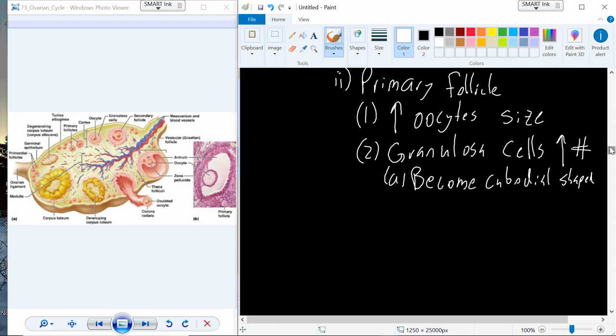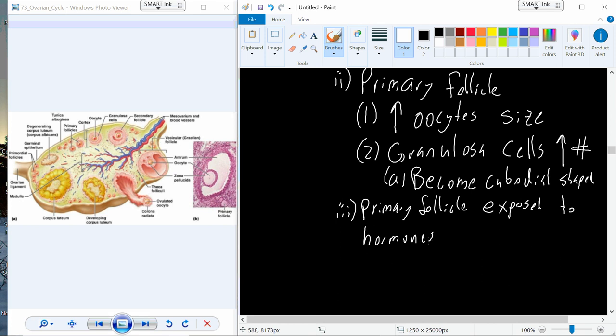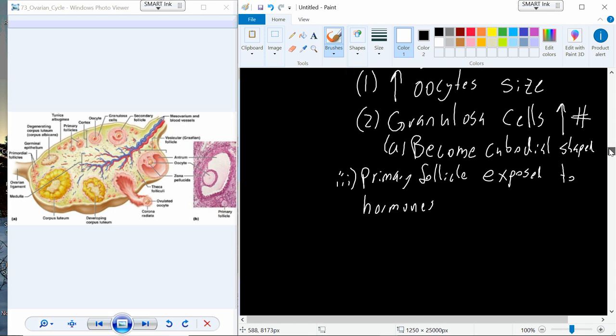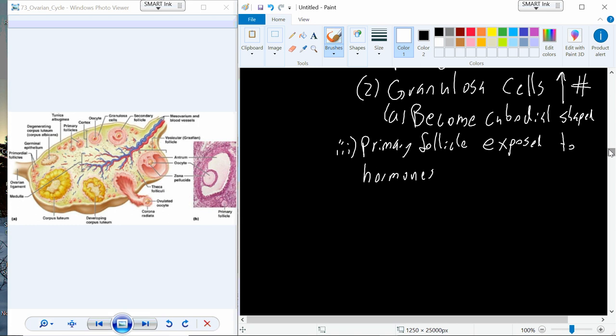So as the primary follicle develops, the oocyte increases in size, the granulosa cells increase in number, they transition to a cuboidal shape. It is this primary follicle that begins to be exposed to hormones during that puberty process and after. So the primary follicle begins to be exposed to hormones, in particular to FSH and to estrogen.